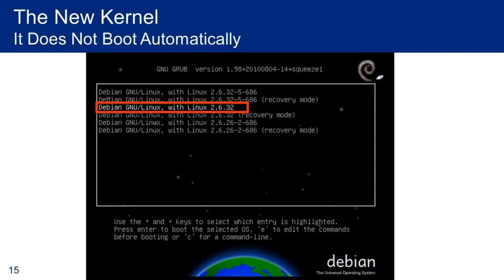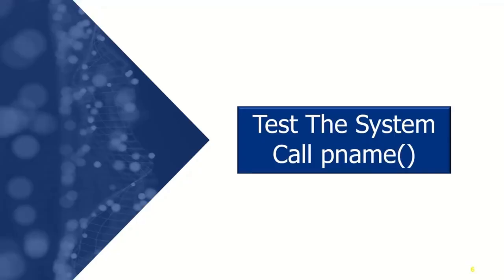Finally, you will most likely have to select the new kernel from the bootloader menu, as the system will automatically boot with the last kernel used. The bootloader does not look for the most recent compiled kernel. Now we need to create a simple C program to test the system call we just added to the kernel.